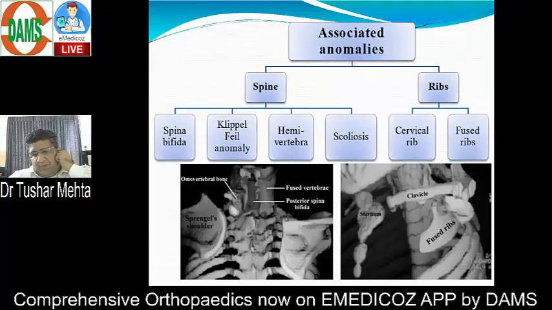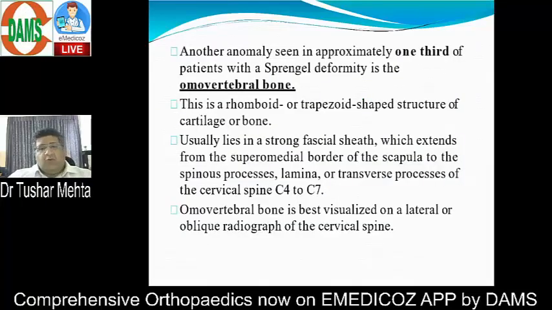Now, there is one thing, I don't know whether in this image you can appreciate or not, but they have labeled here the omovertebral bone. This is a very important thing, it should be mentioned. It needs to be discussed. Omovertebral bone. Let's talk about omovertebral bone. By the way, these associations are shown in these two images also. Now, omovertebral bone has to be discussed.